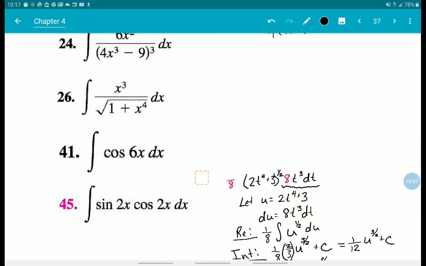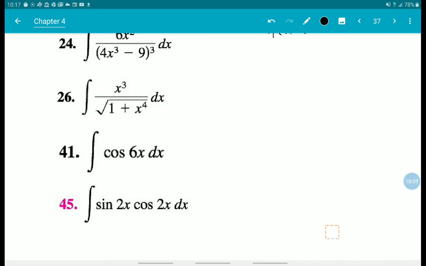Let's look at 26. Twenty-six is going to work the same way. So this is 1 plus x to the 4th to the negative 1/2. So we rewrite that square root as a 1/2, and then if we bring it up, the exponent becomes negative, times x cubed dx.